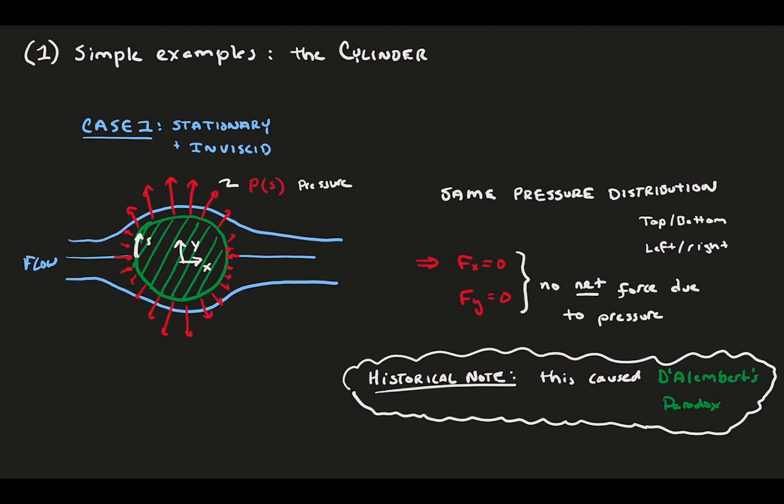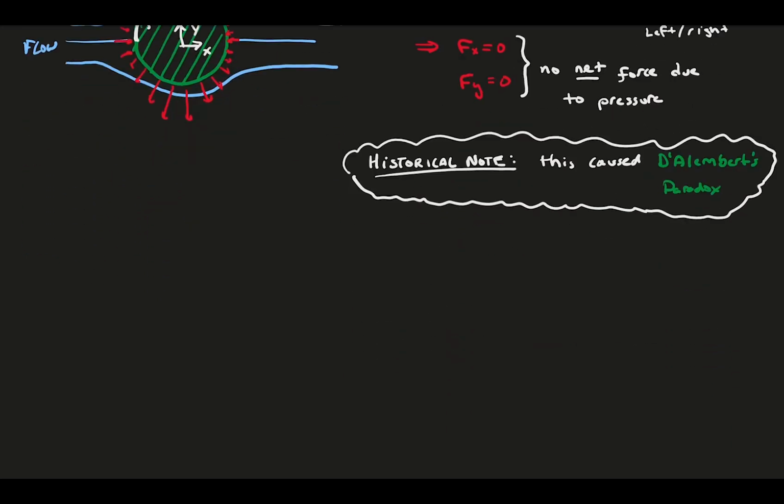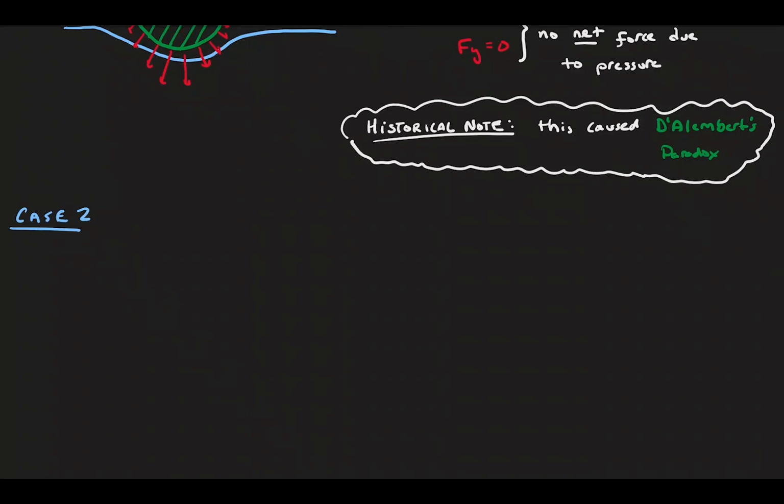Technically, this was just a flaw in our understanding of the fluid mechanics at the time, but when you're super smart like he was, it gets to be called a paradox. Now that we're familiar with a stationary cylinder, let's consider a rotating one.